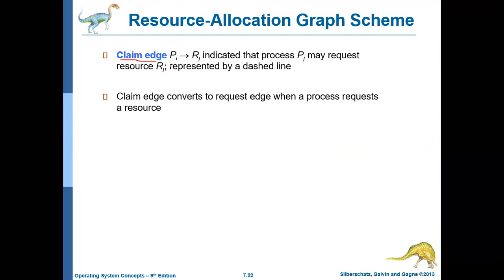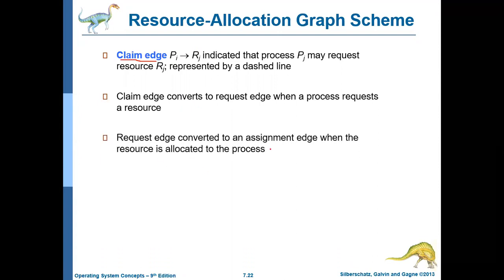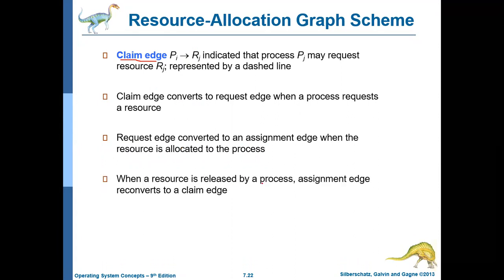Okay, request edge, we know Pi is requesting the resource Rj, and the request edge will be converted to an assignment edge if the resource is allocated to the process. So the assignment edge comes from resource to the process. Similarly, if a resource is released by a process, again the assignment edge will be converted to a claim edge, because in the future it may recur. So with this basic understanding, let us move to the resource allocation graph, and let us see how deadlock can be avoided using it.